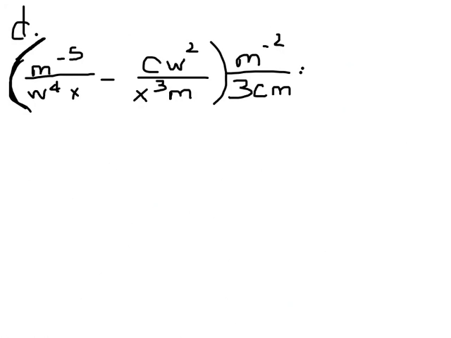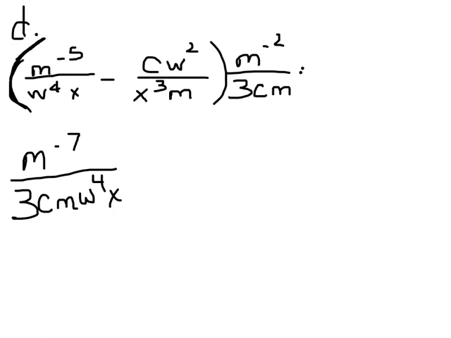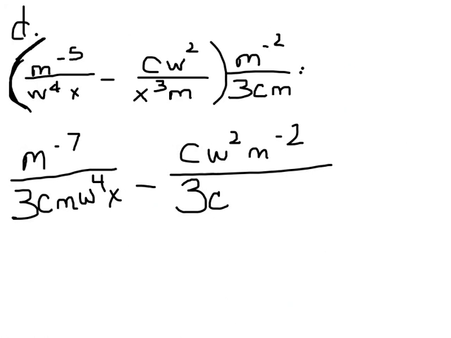M to the negative second times m to the negative fifth is m to the negative seventh over 3cmw to the fourth x, minus cw squared m to the negative second over 3c, m times m is m squared, x cubed.